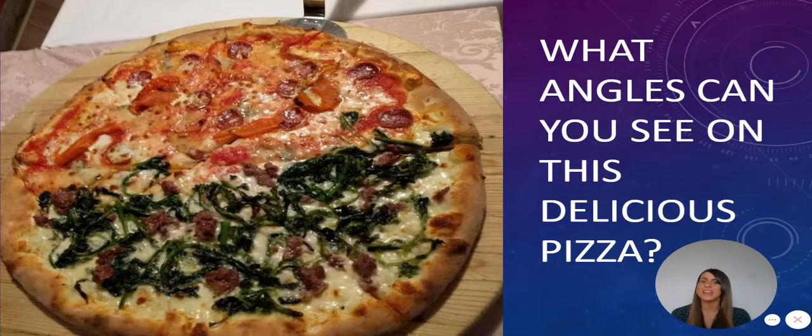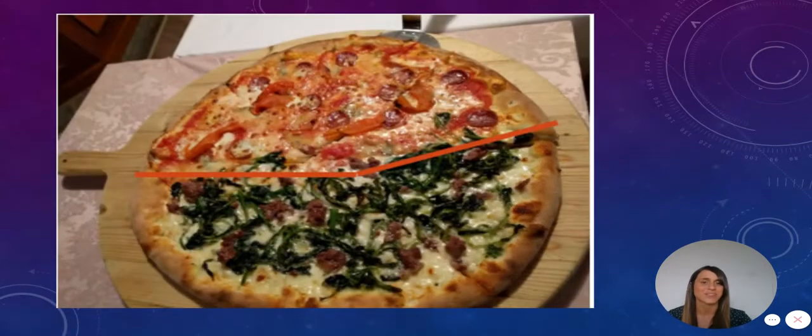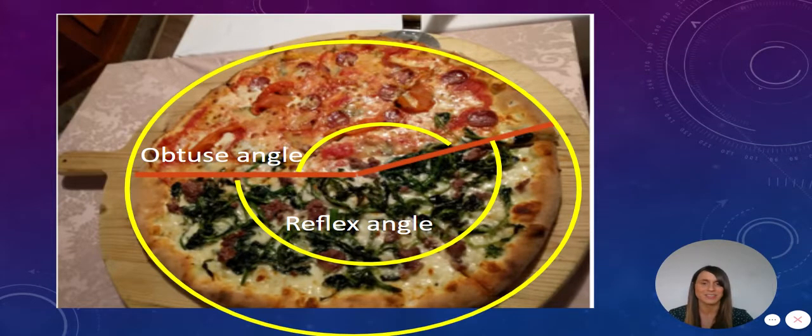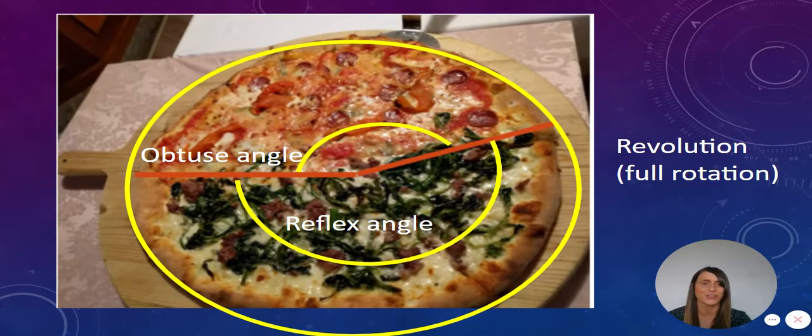Delicious pizza. What angles can you see on this pizza? So focusing on the angles, not on the food. Pause the video, draw what you can see, have a chat to the person next to you. So you may have spotted this angle, a reflex angle greater than 180 degrees, an obtuse angle, or you may have eaten the whole pizza and therefore a revolution or a full rotation.